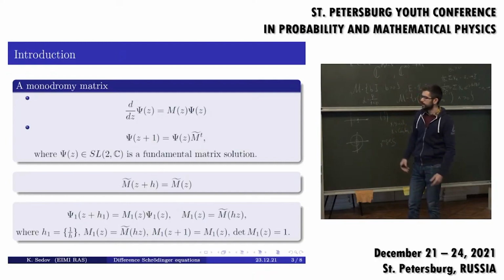And one can apply the discrete transformation to this new equation. And then another monodromy equation will arise. And so we have a chain of equations. And the properties of the resultant chain of equations are closely related to the spectral properties of the initial operator.